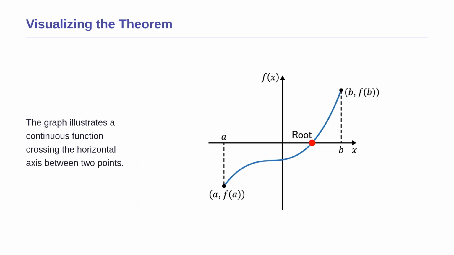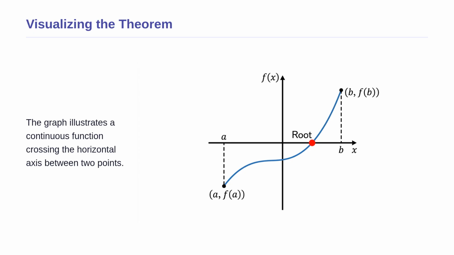Let us look at exactly what this theorem means visually. In this diagram, you are seeing a smooth blue curve representing our continuous function. The horizontal axis is our zero line. Notice our starting point on the left, labeled a. The function's value here, f of a, is clearly negative, sitting below the axis.